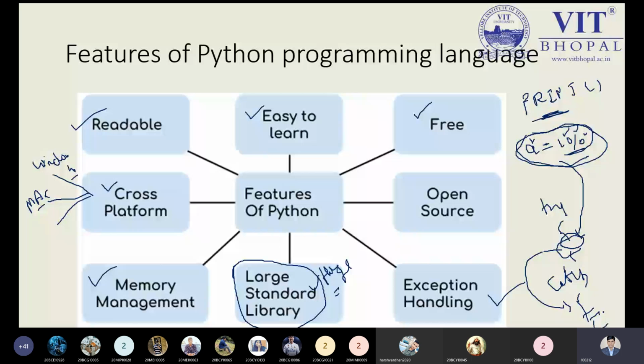So you will learn a lot more. This is the exception handling part. Now, is the difference between exception and error clear to all?